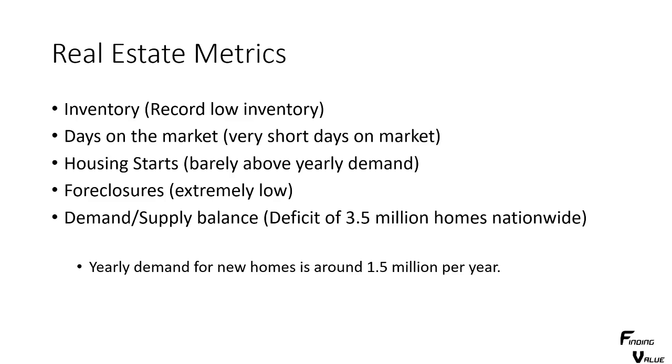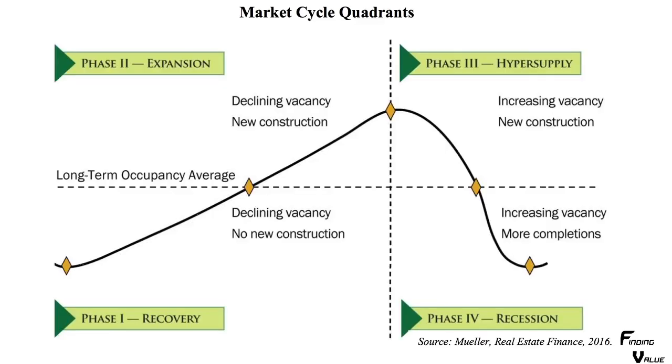This is huge. Now you have to keep in mind that the yearly demand for new homes is around 1.5 to 1.6 million per year. It's somewhere around that range. I'm going to go over the housing market cycle so you guys can see this. I'm going to paint this picture here. So you have to understand this first.